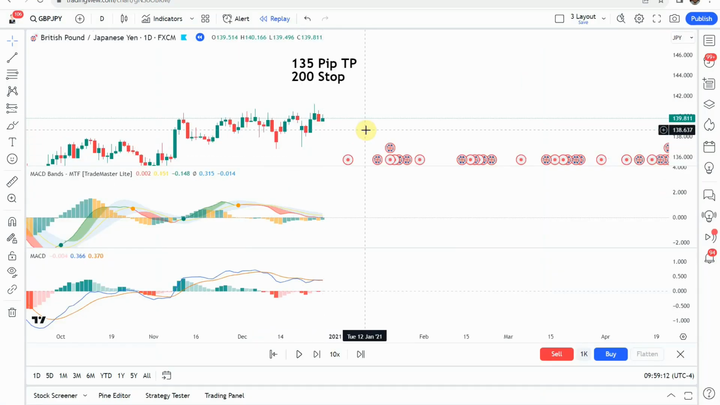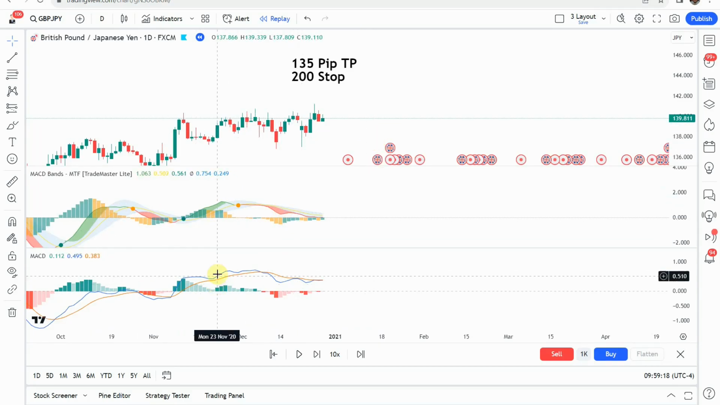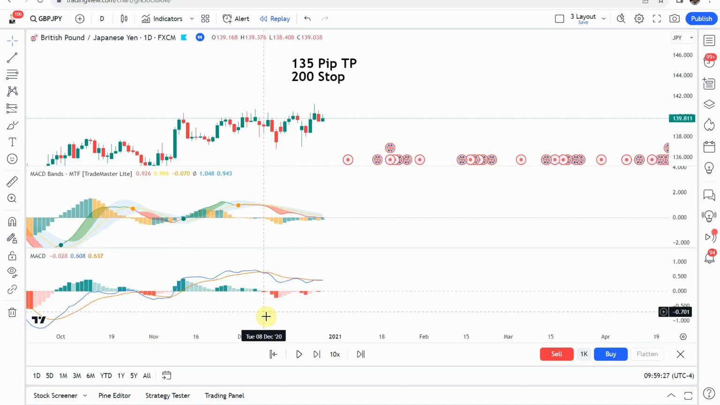Okay, so today we are testing the MACD bands multi-time frame indicator. That's this one right here. Now I went ahead and put the standard MACD, moving average convergence divergence, here on the bottom of the screen. So this is just the standard default one that comes in TradingView.